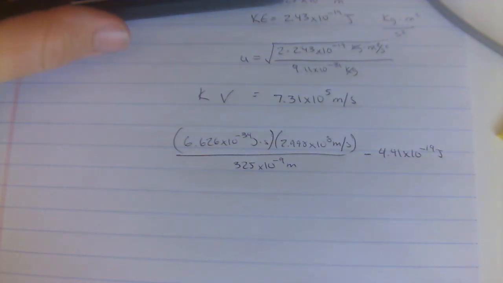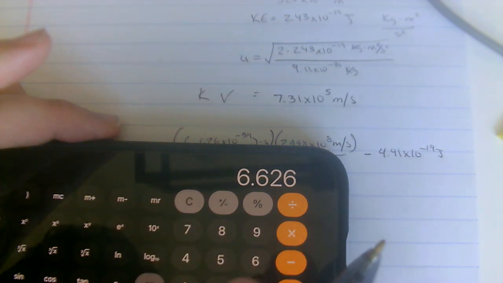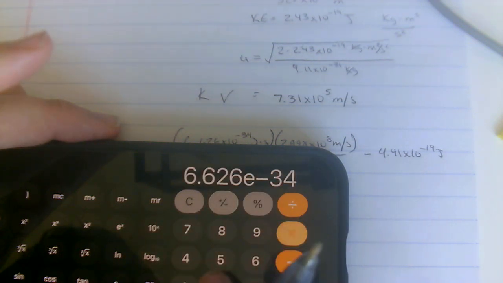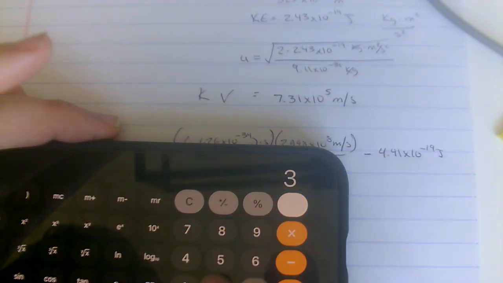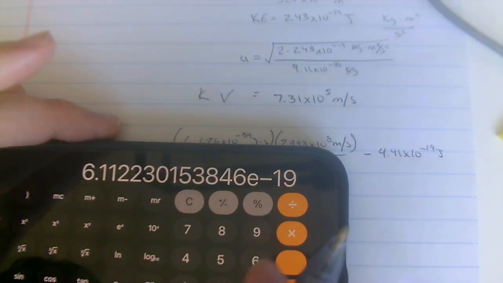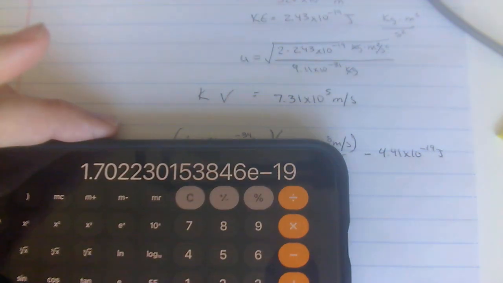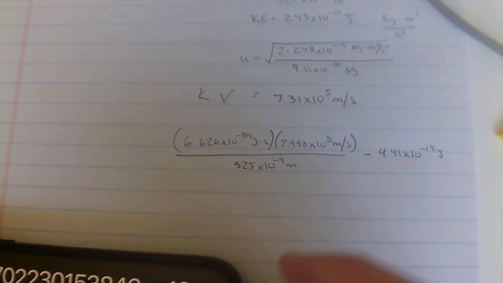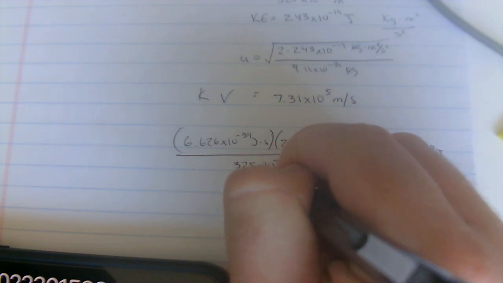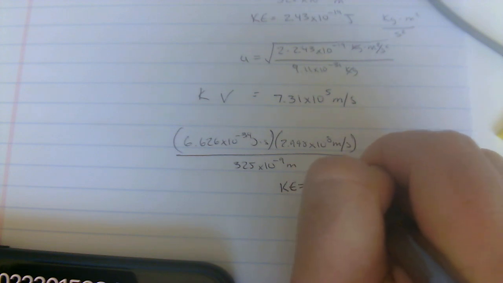So we'll go ahead and plug it in. So we got 6.626 E negative 34 times the speed of light divided by my wavelength. That's the same number. Then this time we're just going to go ahead and subtract 4.41. All right, so that is my kinetic energy this time. So KE is 1.71 times 10 to the negative 19.